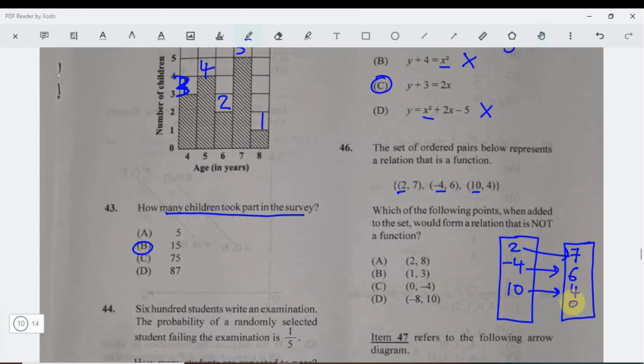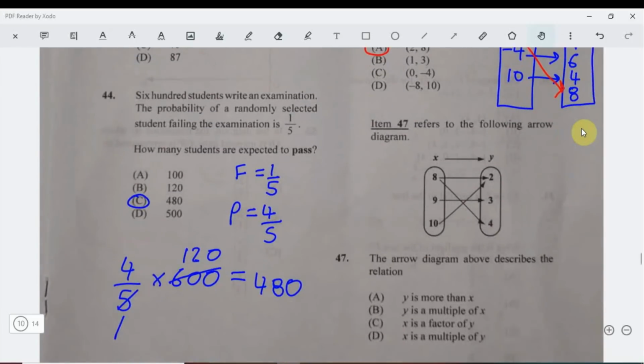If we put 8 right here, right, let's change the color. If we put 8 there and 2 maps to 8, then this element right here is mapping to 2 different elements. And so that would make it not a function, right? Because 2 could map to 7 and then 2 is going to map to 8. So that is the point that would make it not a function.